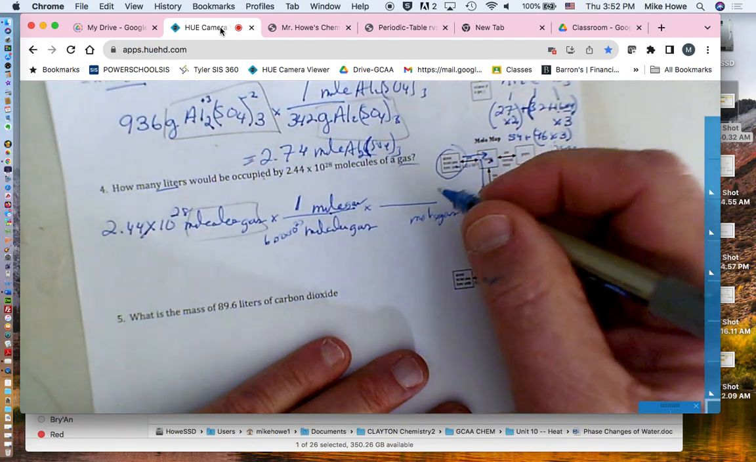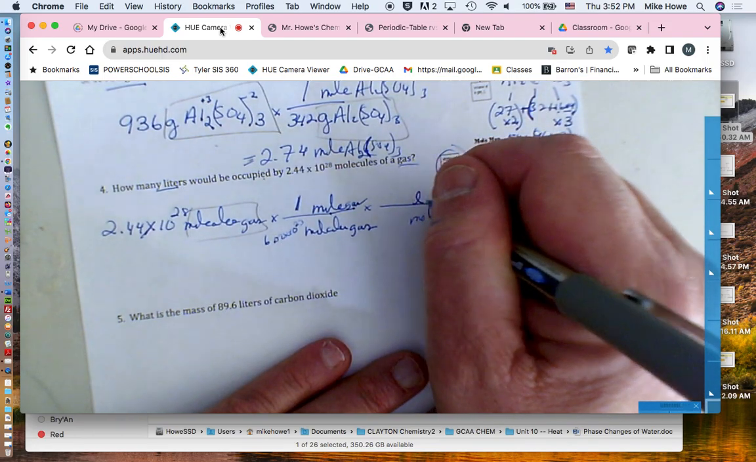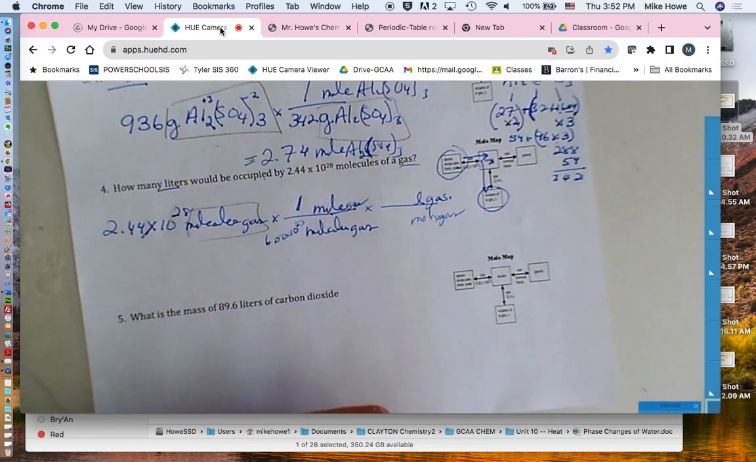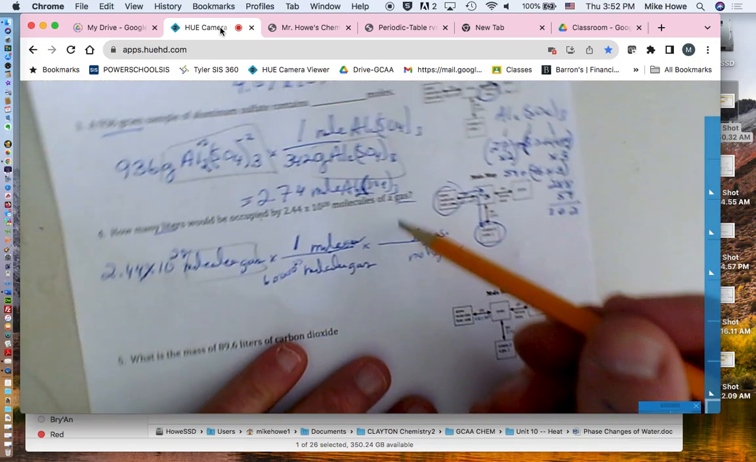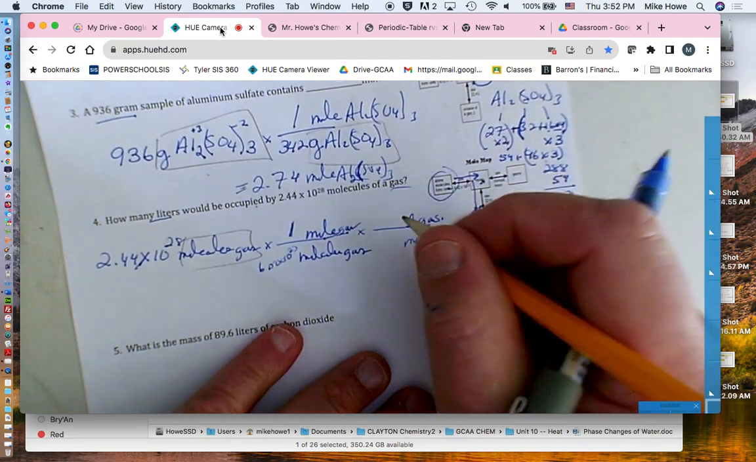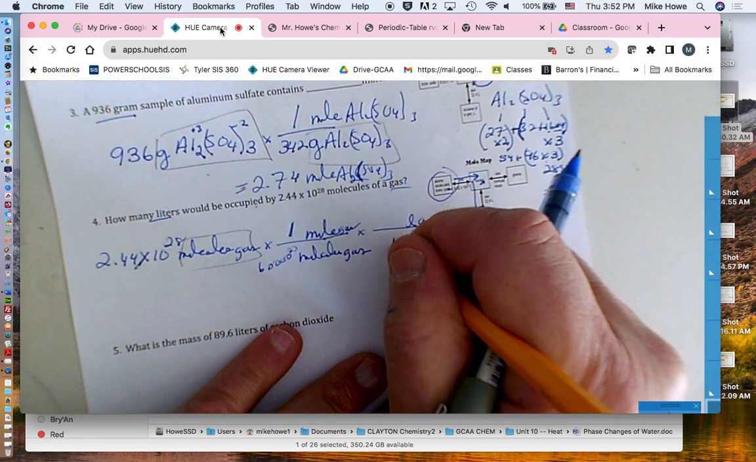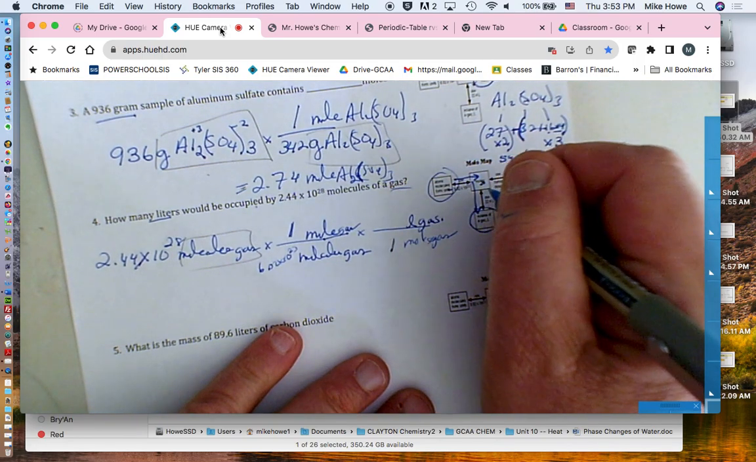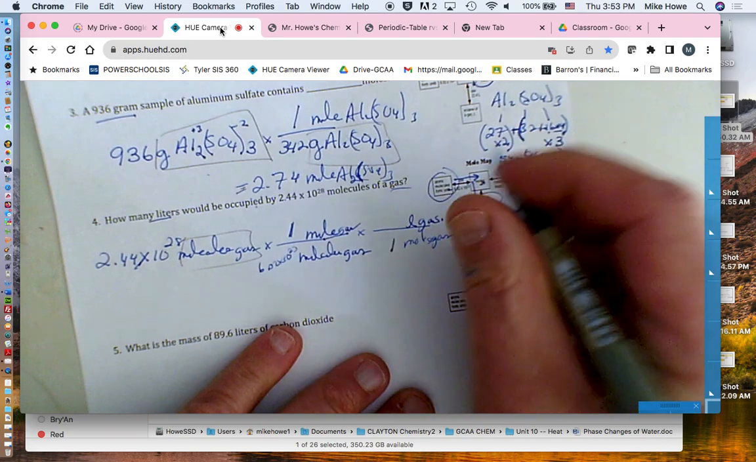And if your test asks you for liters, you're going to put liters on the top. If it asks you for grams, then you have to write the chemical formula and find out how many grams are in that formula, like we did up here. Most of them ask for liters. Okay, so 1 goes in moles. And then in a mole of gas, there are 22.4 liters, using that number there.